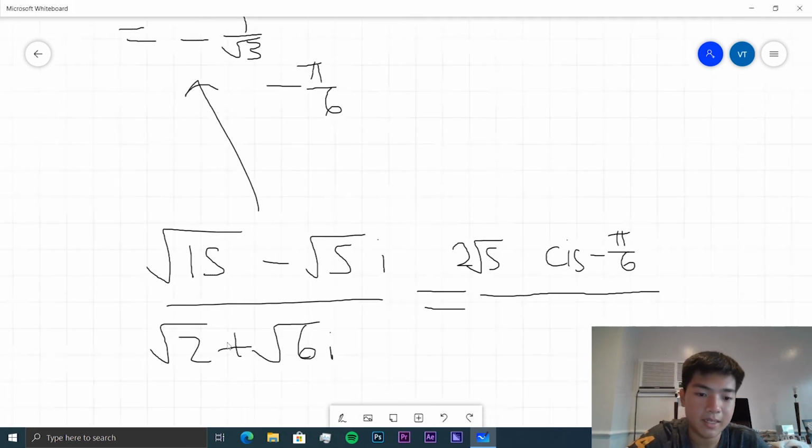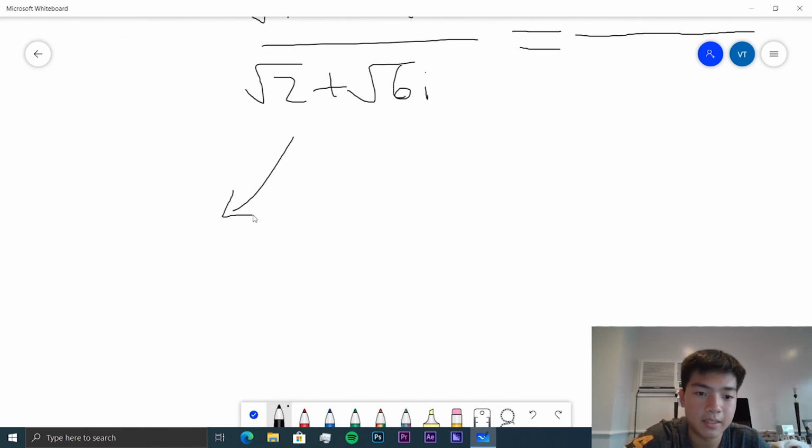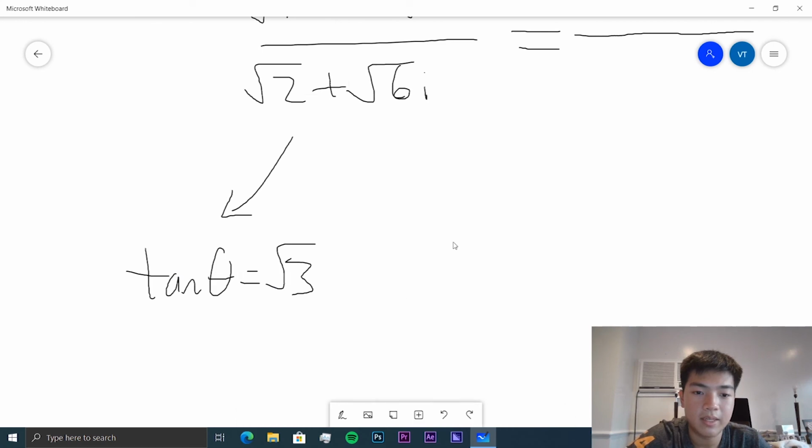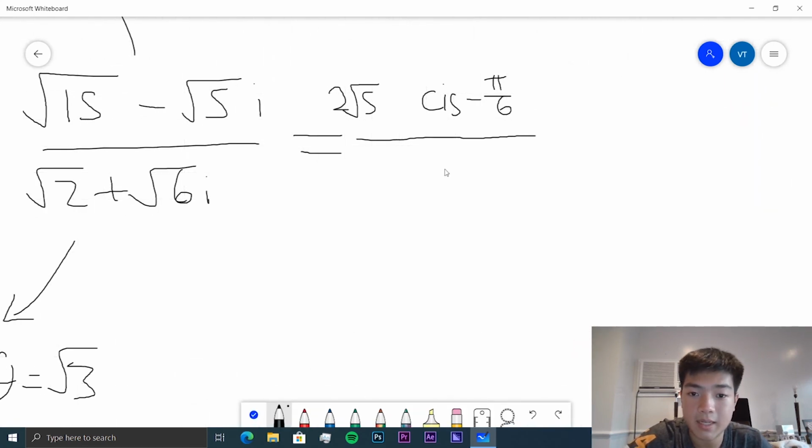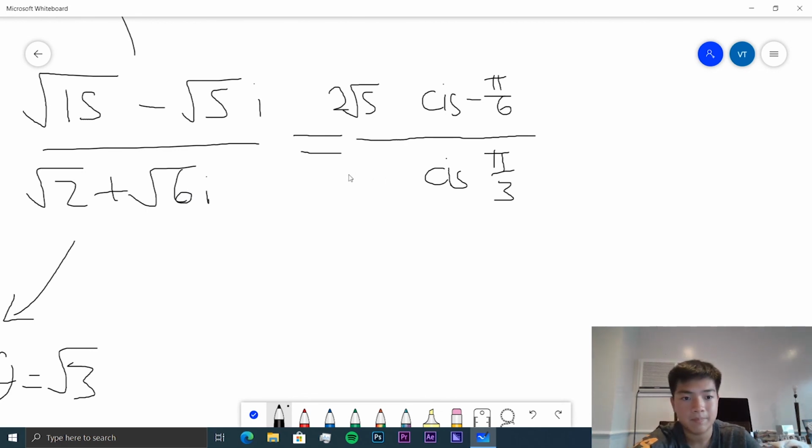And then divide this by, well, what is this? So we have tan theta is equal to square root 3. So theta must equal pi over 3. So we have cis pi over 3. Sine pi over 3 is square root 3 over 2. So we need to multiply this by 2 square root 2, I think.